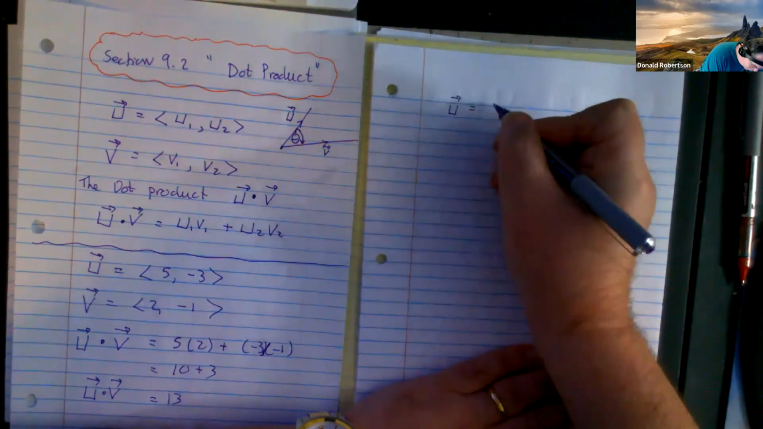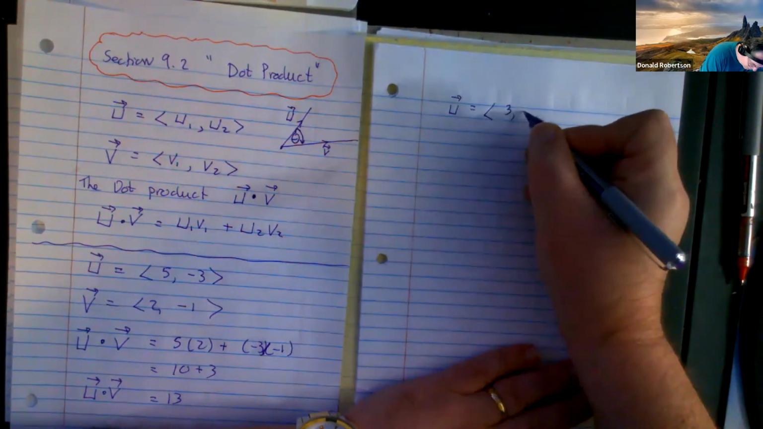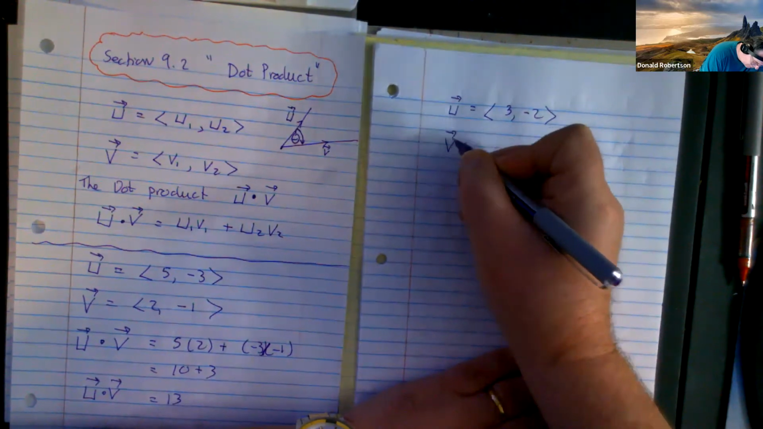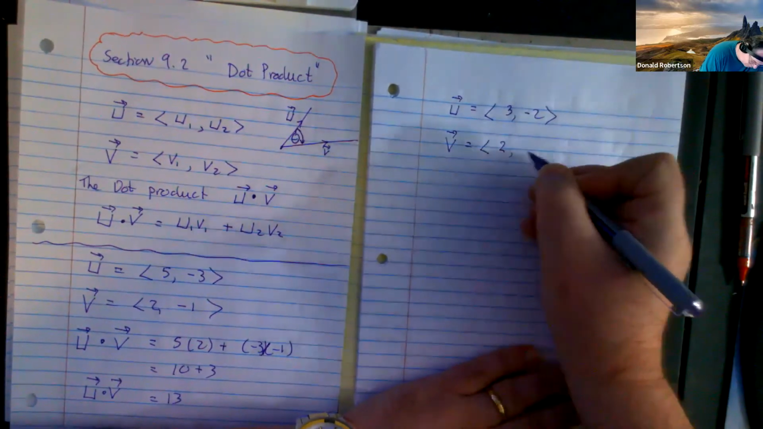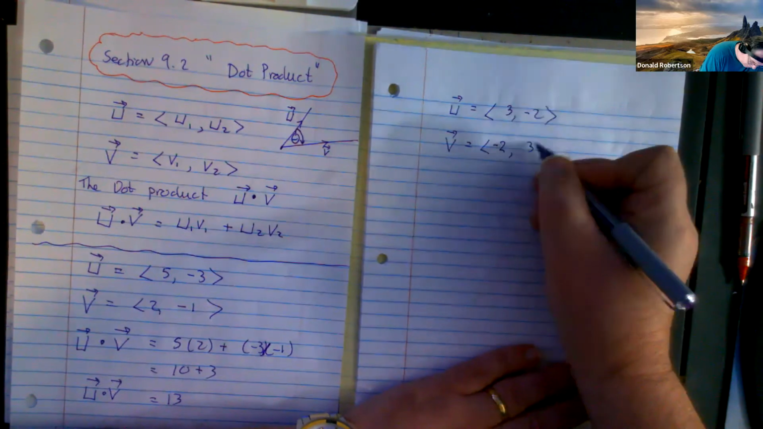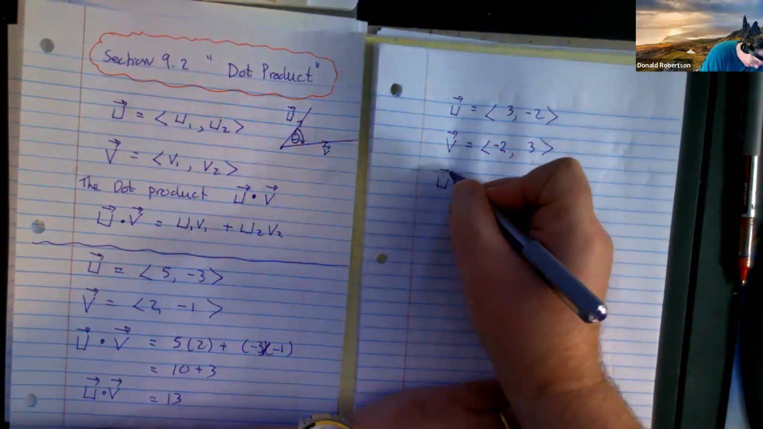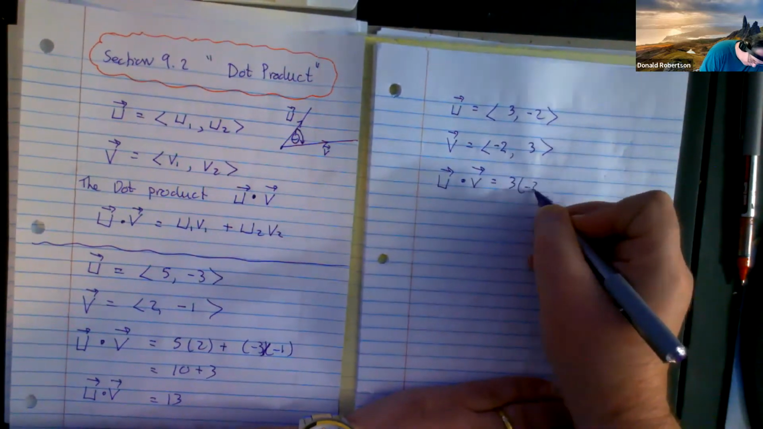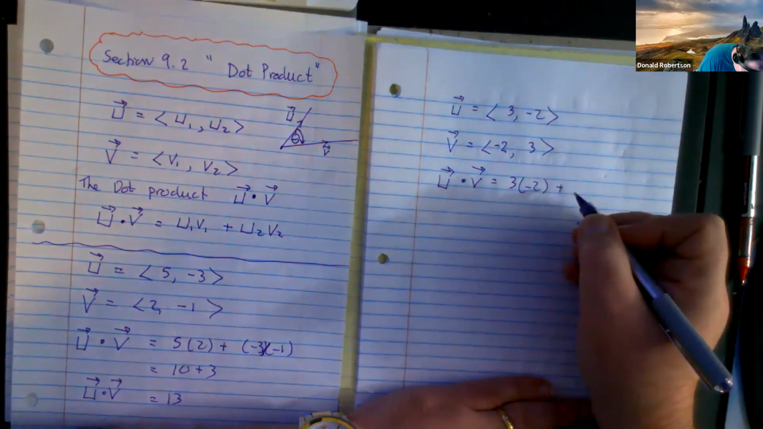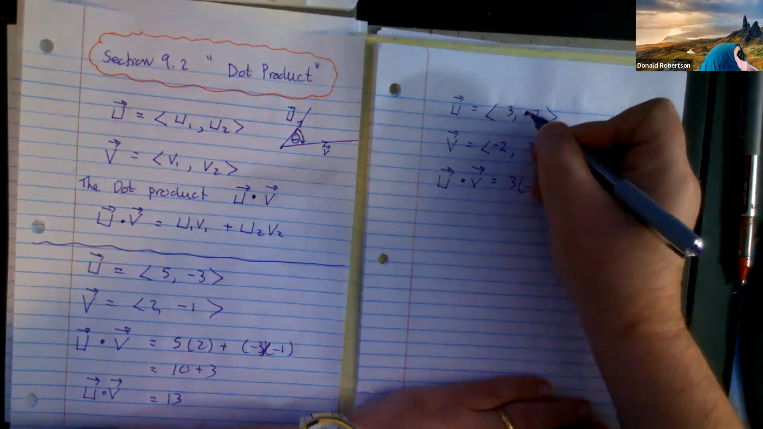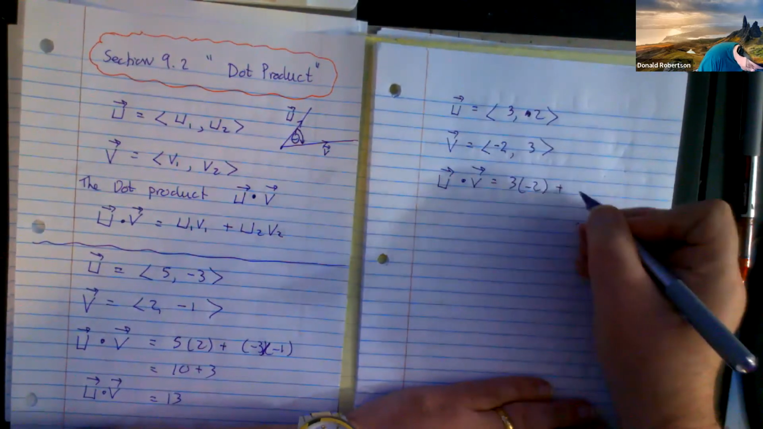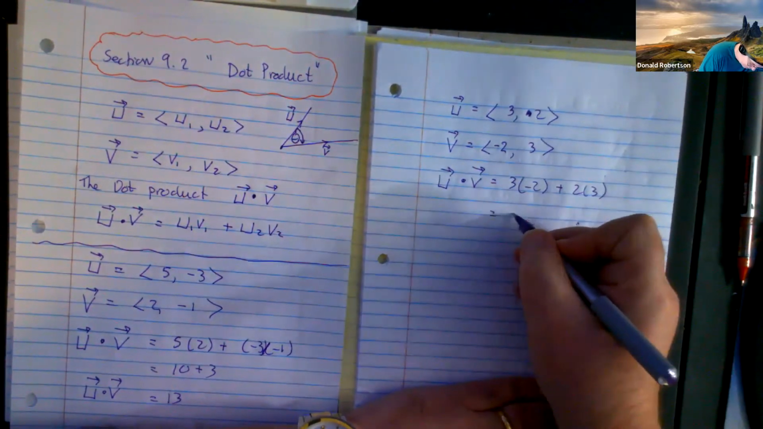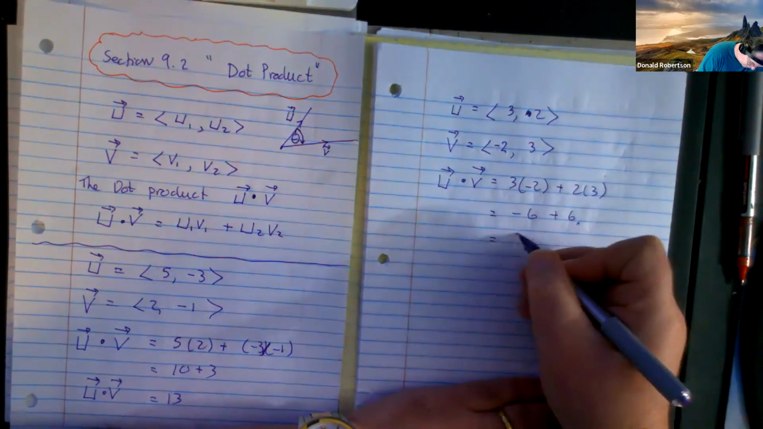Here are two vectors. Don't look anything that special about them. And I'm going to calculate their dot product. And that's 3 times -2. Actually, can I change that to 2? Yeah. 3 times -2 plus 2 times 3 and the answer you get is 0.